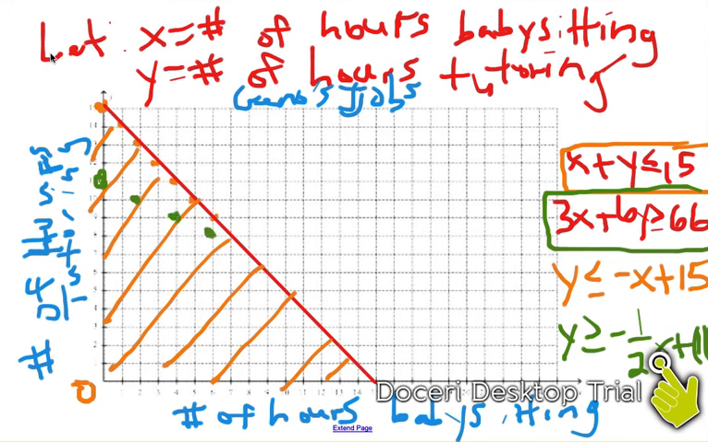Okay, so now that I've done that, I can use my straight edge to connect. Again, it's a solid line. So that's how I connect. Alright, and I'm going to shade up because it's a greater than inequality.